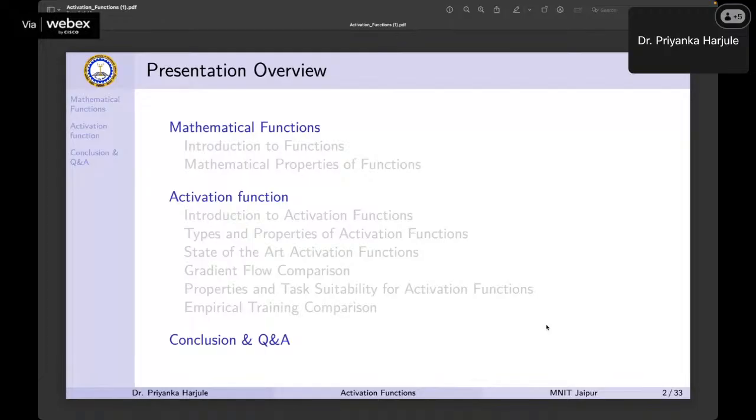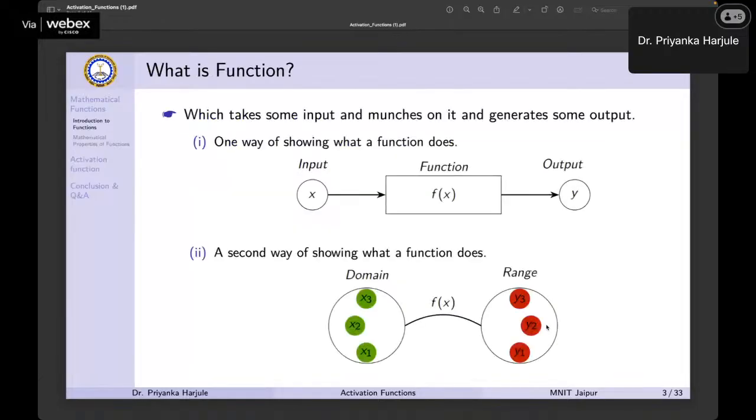So what is an activation function? Before that, we will see some basic mathematical definitions to motivate the definition of an activation function. So first is the function. Basically, a function is a process that takes an input, processes it, and produces an output. Okay, so in this representation, you can see this process which shows a function as a machine.